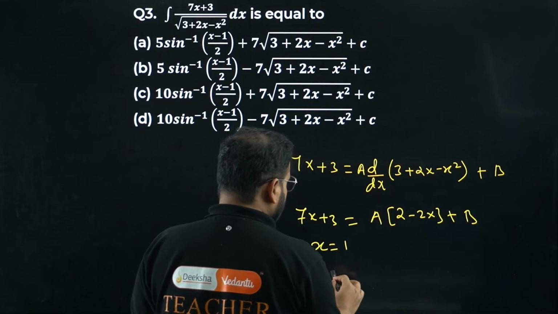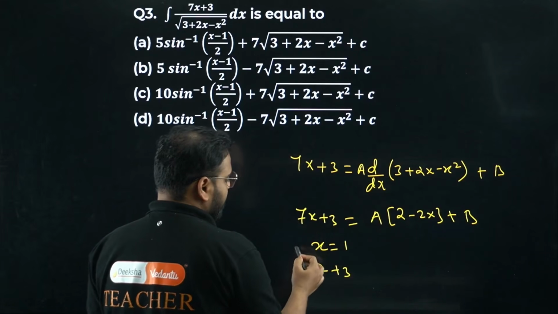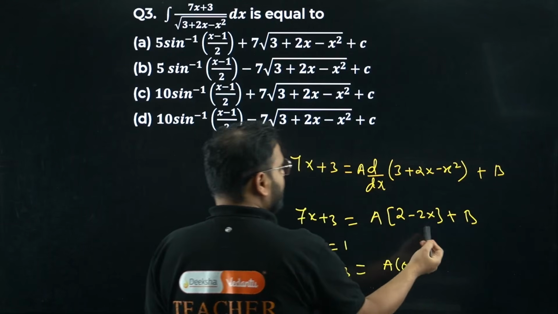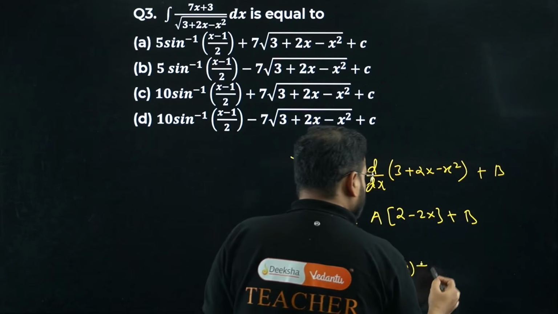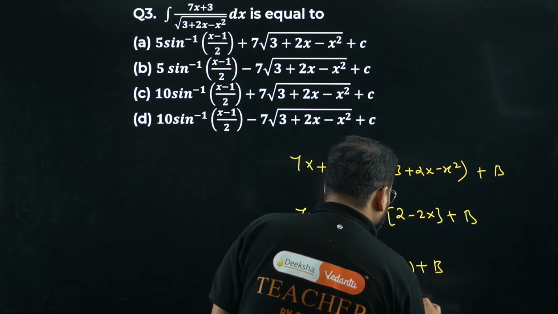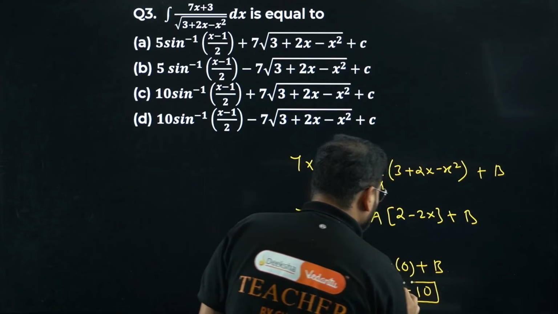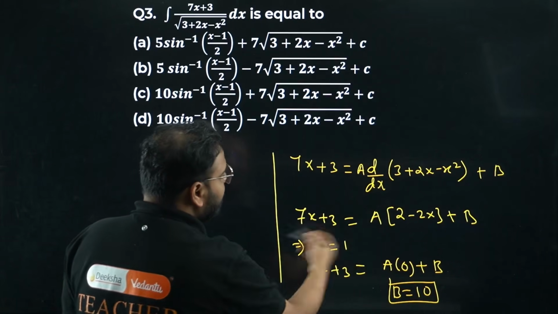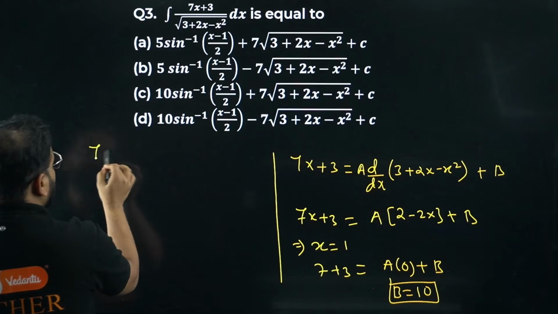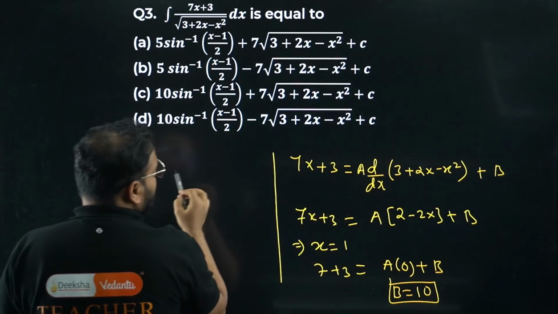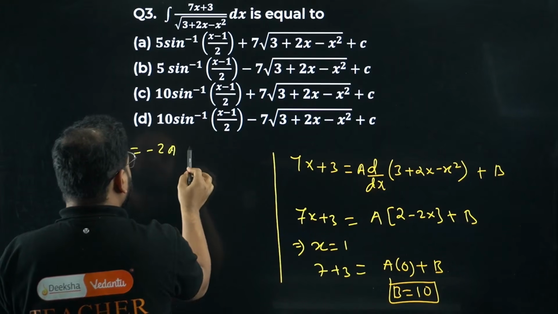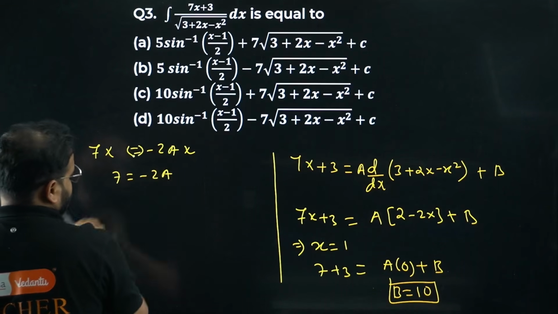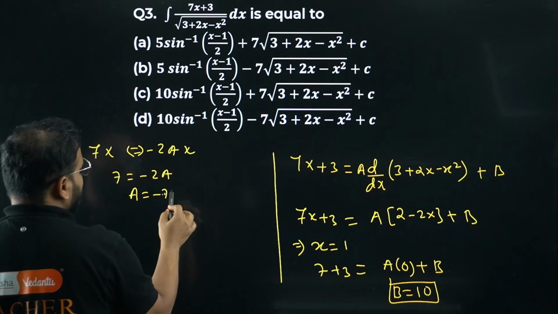It will become 7 plus 3, the LHS part. And this will be a times 0, since 2 minus 2 will be 0, plus b. So I'll end up with a value of b as 10. What next? I can simply compare the x coefficients. I have 7x over here, and minus 2ax on the other side. So comparing the x coefficient, 7 equals minus 2a, so a equals minus 7 by 2.